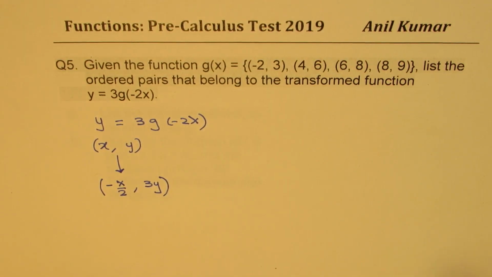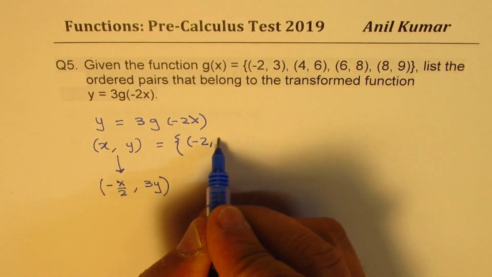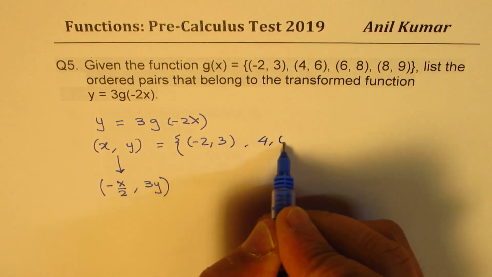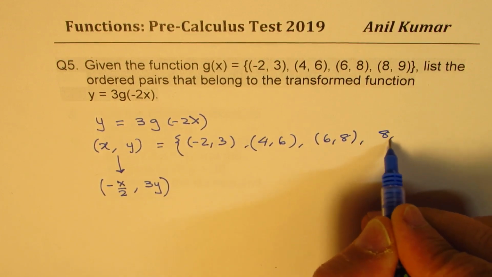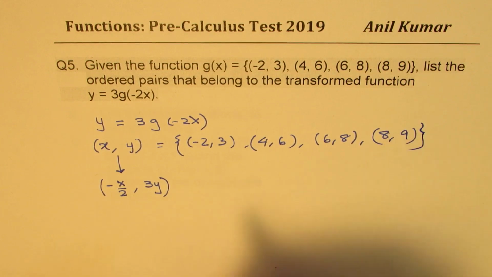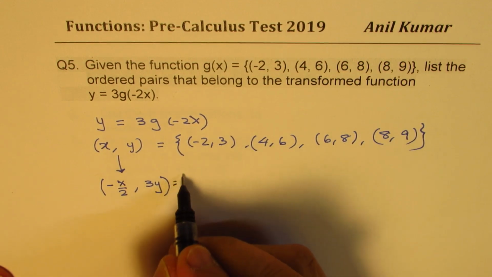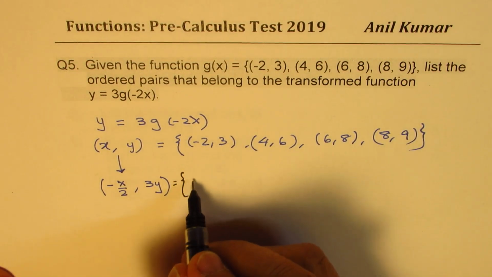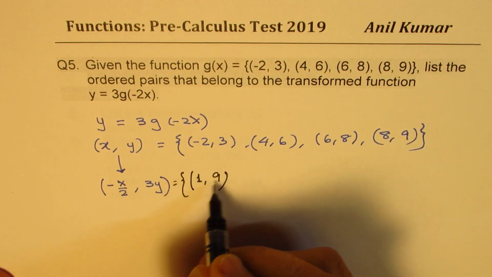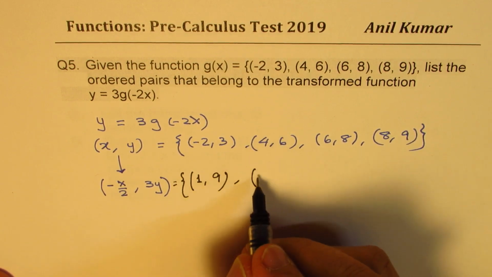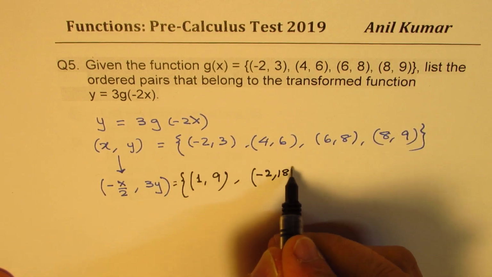Correct? So let's rewrite our points here and then we'll find the transformed points. We have -2, 3 and then we have 4, 6 and then we have 6, 8 and 8, 9. Correct? So the x value has to be negative, so they will become negative and divide. So it becomes 1. The y value should be multiplied by 3, so we get 1 and 9. Do you see that? Now the second one will become negative and then divide by 2, so we get 2. The y value becomes 18.